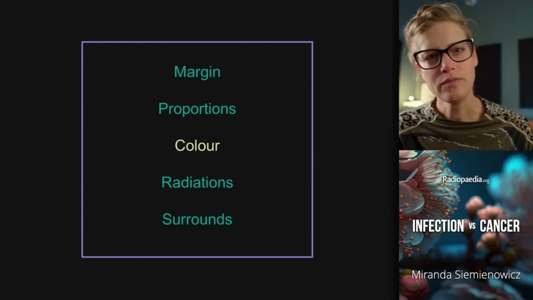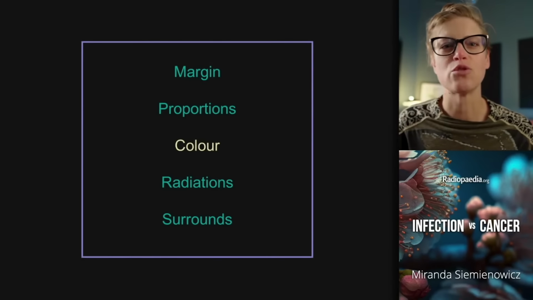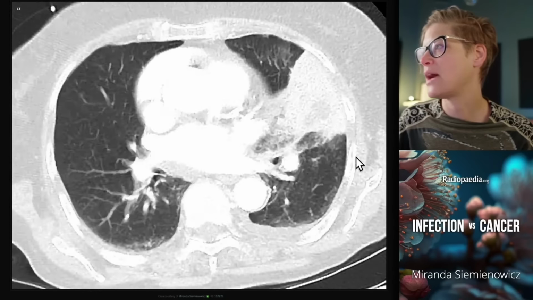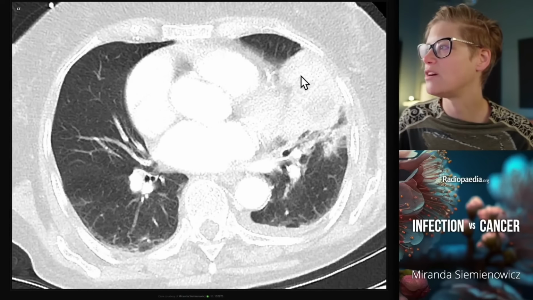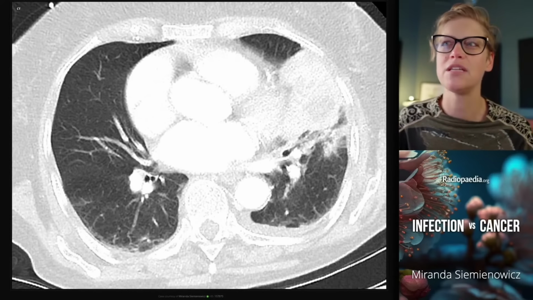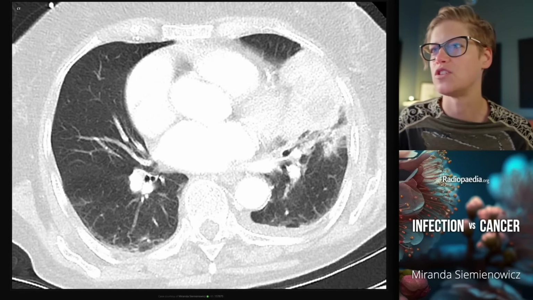Lesion color. So let's look at some of these things on post-contrast imaging. We've got a mass in the lingula, which has a rounded morphology. I can already see on this lung window that there's some heterogeneity in density, but let's have a look at what it looks like on the soft tissue window.